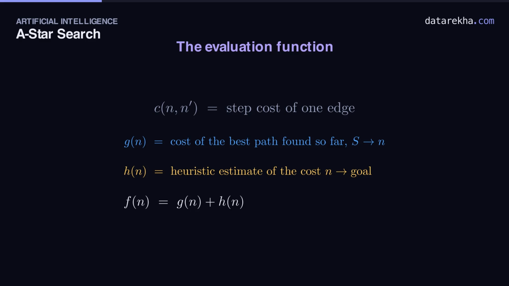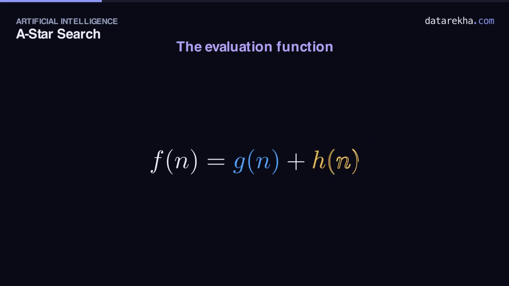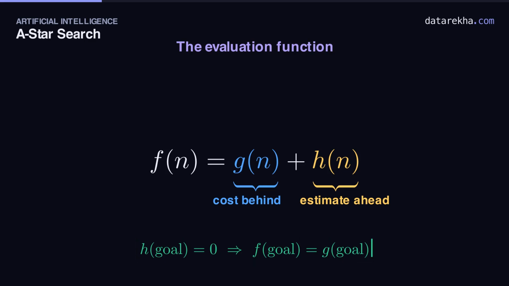Behind plus ahead. Put a spotlight on that f: the cost behind, plus the estimate ahead, gives the estimated cost of a whole journey through this node. A*'s entire strategy is to always chase the smallest f, the most promising route overall. One convention we keep from before and lean on all lesson: at the goal, there's nothing left to travel. So h of the goal is 0, which means f of the goal equals its g, the real path cost.